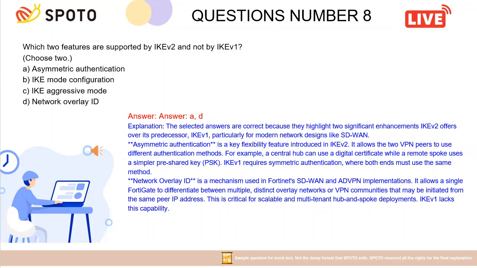Network Overlay ID is a mechanism used in Fortinet's SD-WAN and AD-VPN implementations. It allows a single FortiGate to differentiate between multiple, distinct overlay networks or VPN communities that may be initiated from the same peer IP address. This is critical for scalable and multi-tenant hub-and-spoke deployments. IKEv1 lacks this capability.